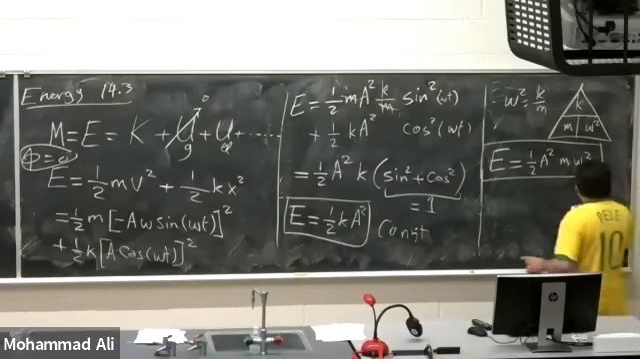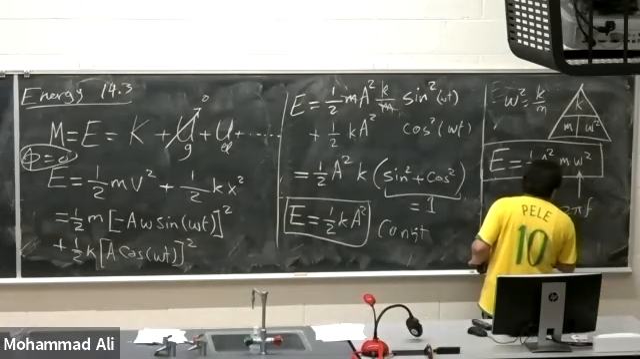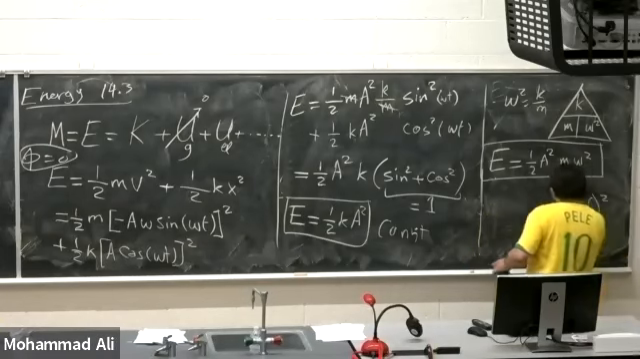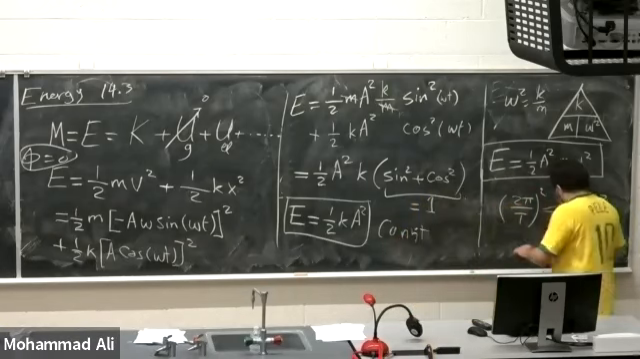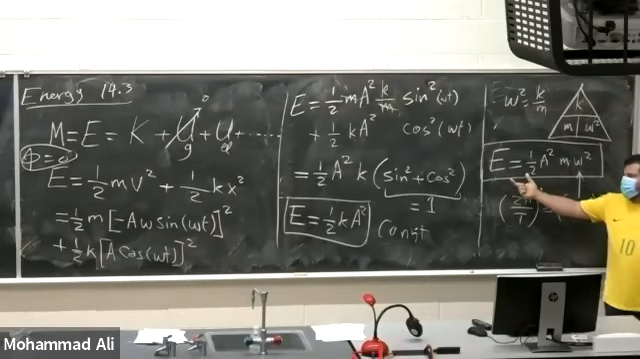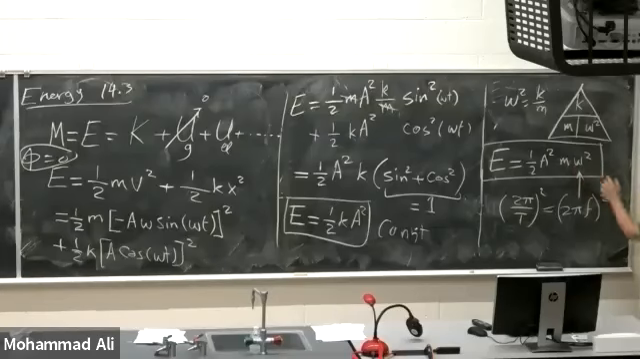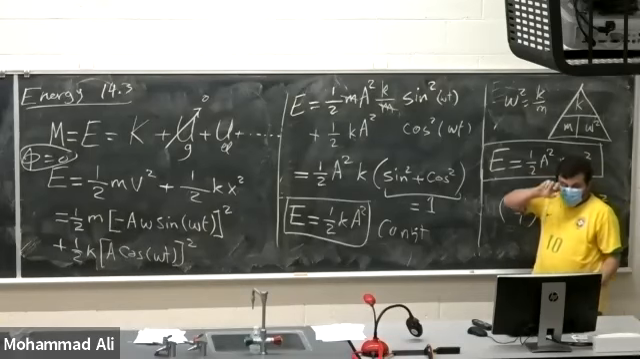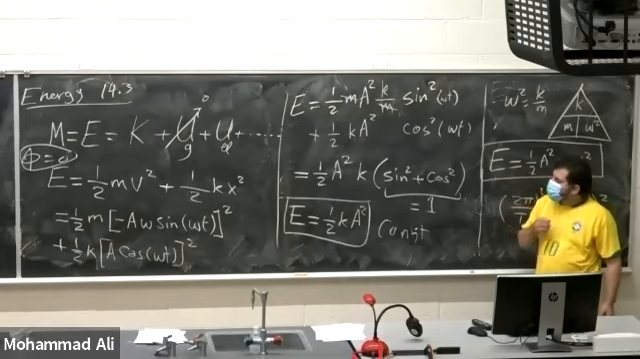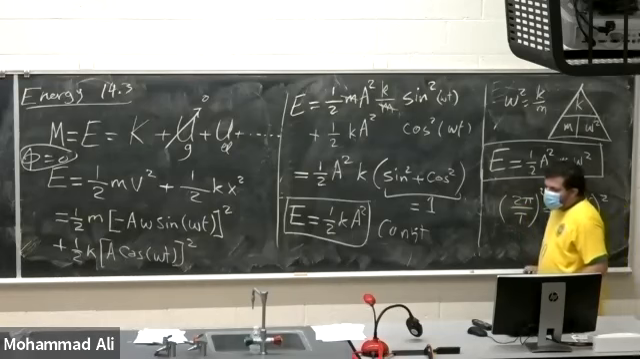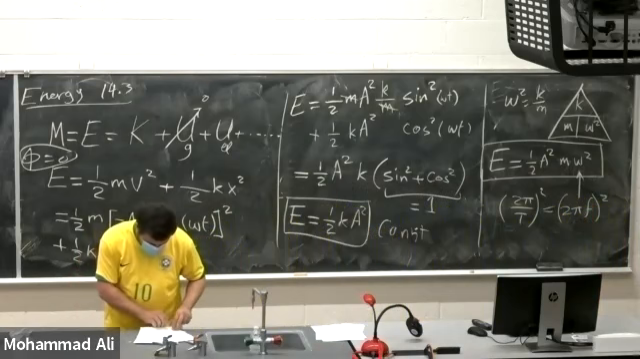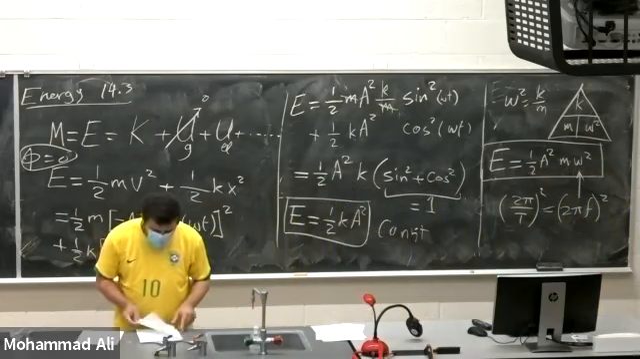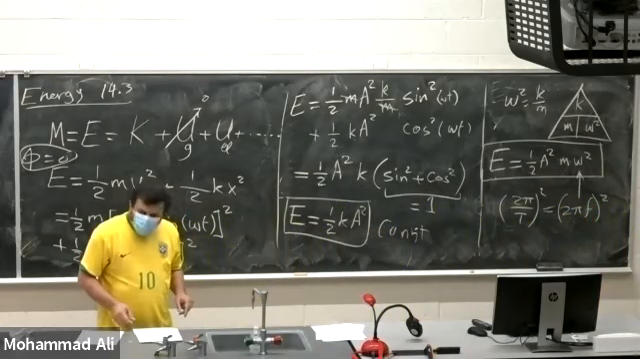Again, omega is 2 pi f. We need to square it, which is equal to 2 pi over T, also squared. Then, if you know the energy of your system, you can find omega, and you can find the frequency, and you can find the time period. Okay? Any question online? Offline?